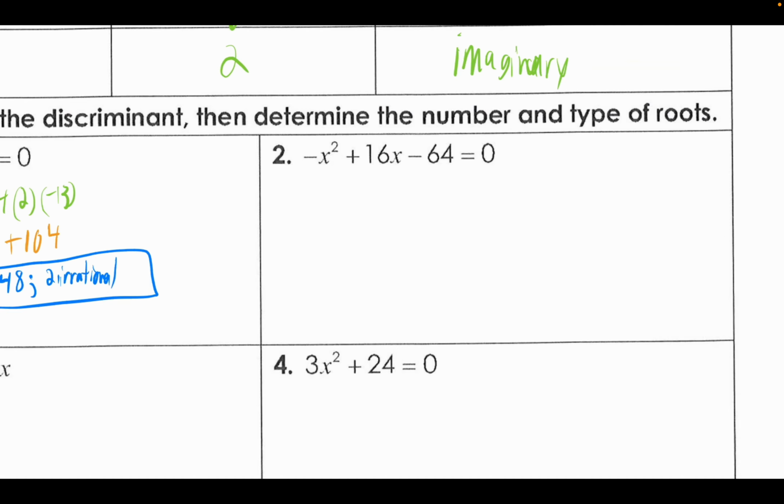On number 2 here, you plug this into b squared minus 4ac. b squared is 16 squared minus 4 times negative 1 times negative 64. So that's 256 minus 256, which is 0. This tells us there's exactly one rational root.